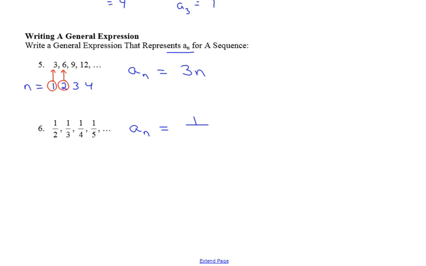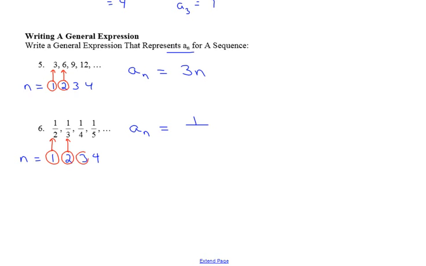But if I say to myself that 1/2 is the first term, and 1/3 is the second term, and 1/4 is the third term, and 1/5 is the fourth term, I want to relate this term number, this n, to that denominator, because the numerator never changed. What do I have to do to the 2 to get a 3?